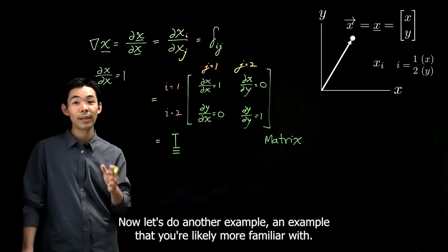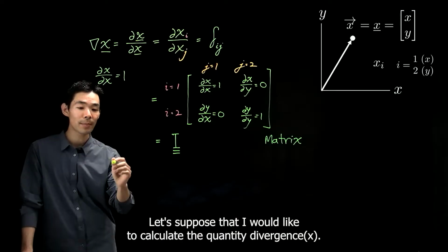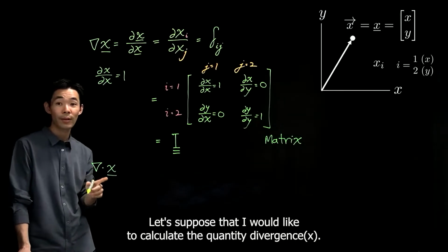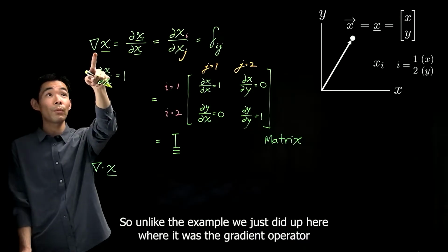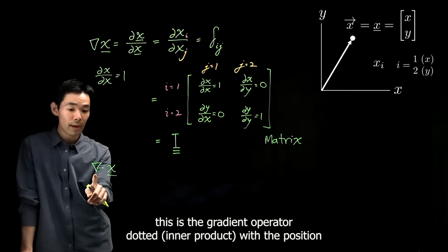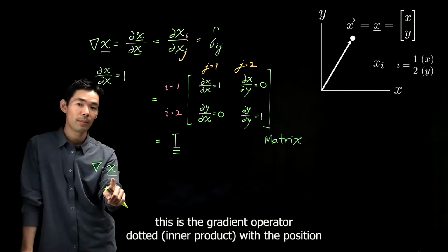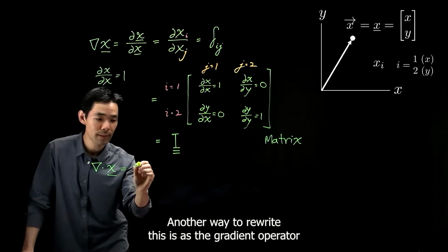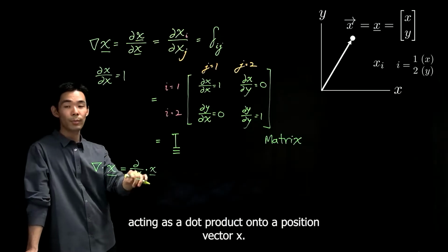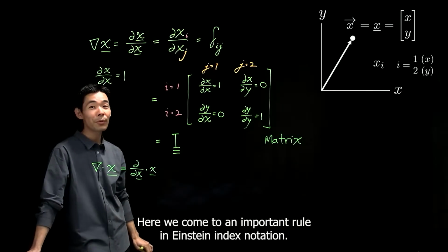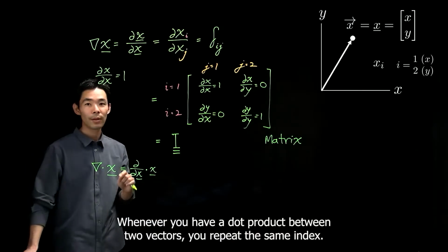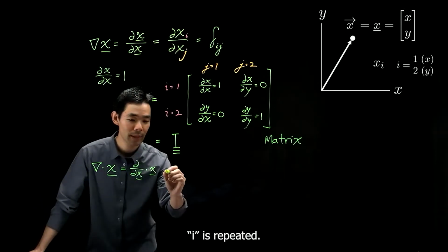Now, let's do another example, an example that you're likely more familiar with. So let's suppose that I would like to calculate a quantity that is the divergence of the position vector x. So unlike the example we just did up here, where it was the gradient operator directly outer product with the position vector, this is the gradient operator dotted, an inner product, with the position vector x. So another way to rewrite this is as the gradient operator acting as a dot product onto a position vector x. So here we come to an important rule in Einstein index notation. Whenever you have a dot product between two vectors, you repeat the same index. Okay?